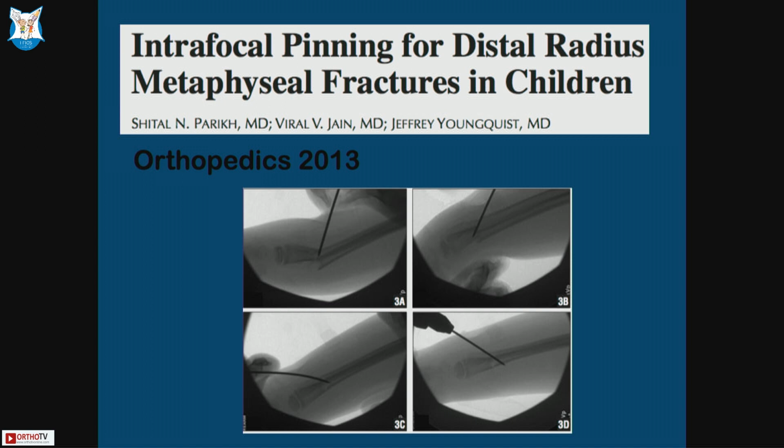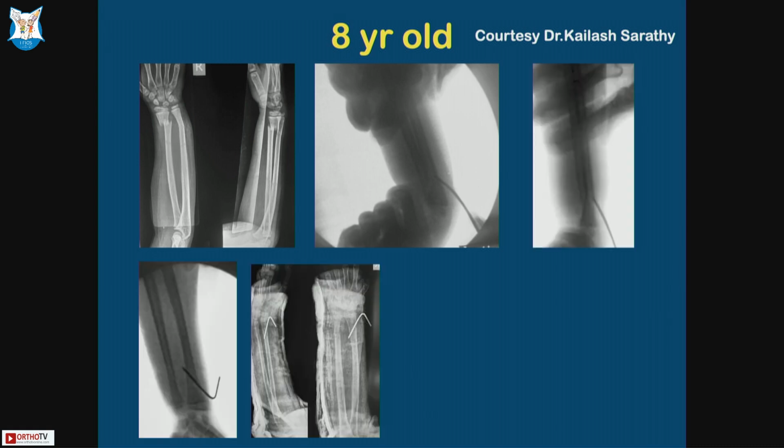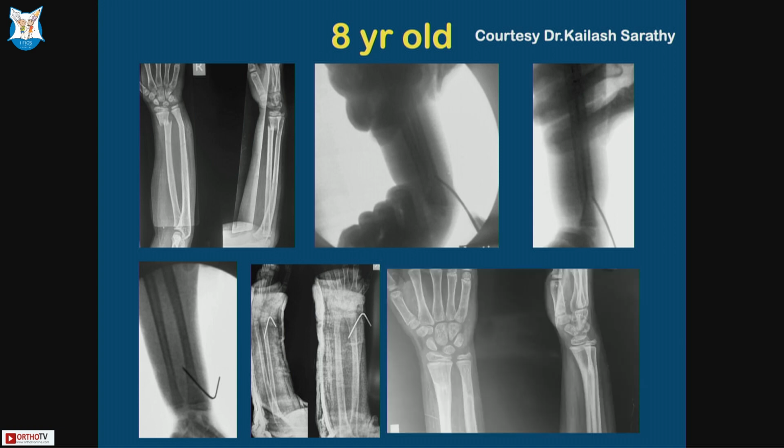Sheetal is sitting here. This is from his paper. This is a good way to avoid the physis completely. This is an 8-year-old child with this dorsally displaced fracture. You put a pin into the proximal fragment, bend it down, and the pin goes right into the proximal fragment. You're not touching the distal one at all. You're not touching the physis, and they go on to heal well, and you get a good result.